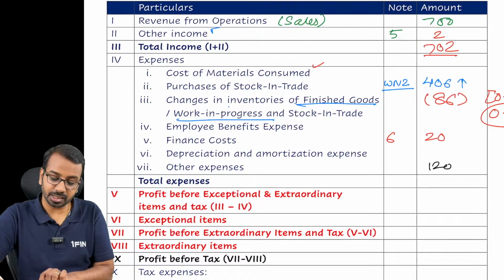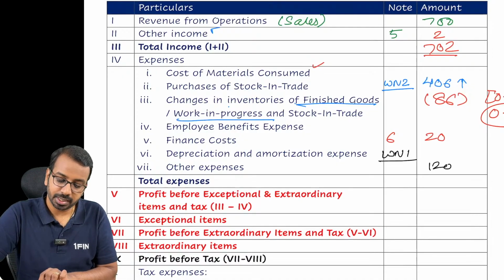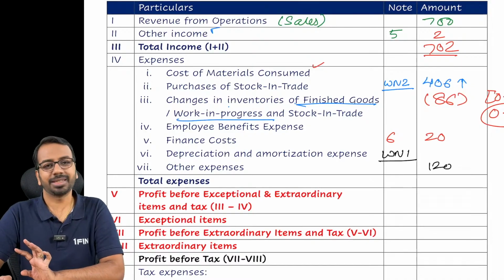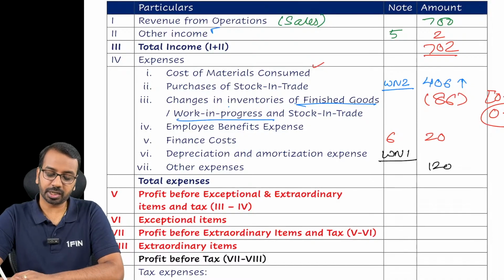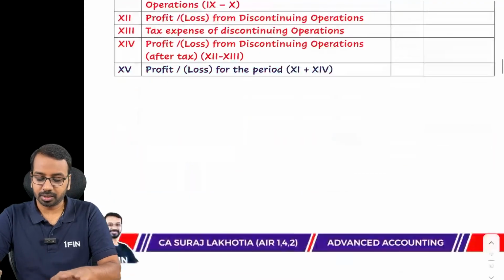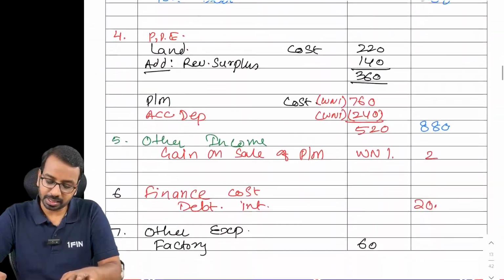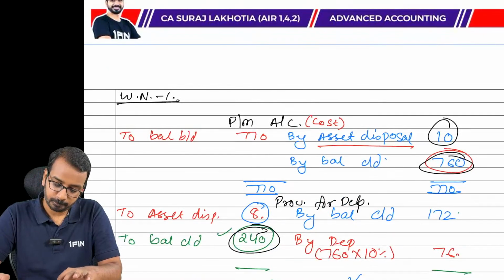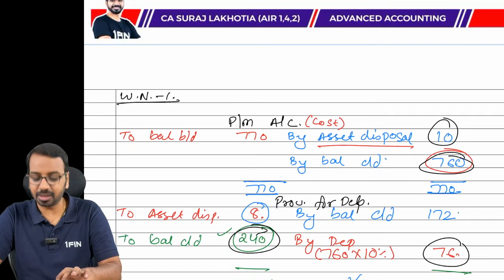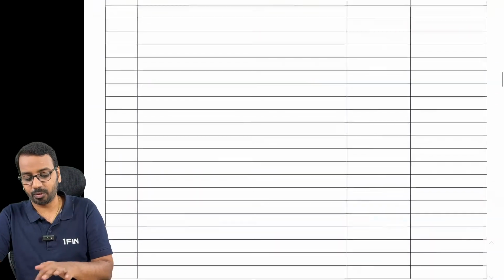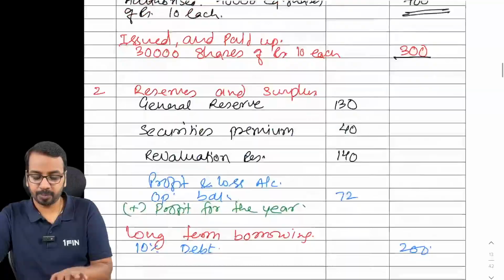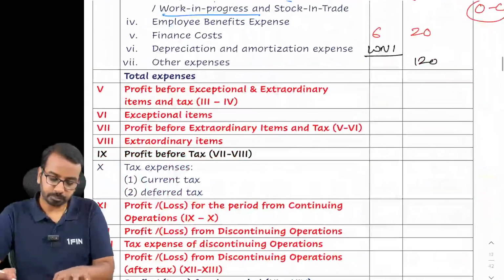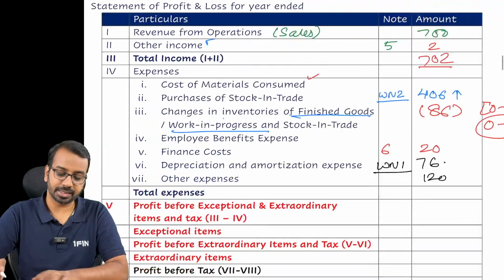Depreciation and amortization expenses, we have already done it in working note number 1. So wherever you have working note number 1 done, you can refer to that working note also in the examination, no problem. So from working note number 1, we have got the value as 76, no? Depreciation for the year. 760 is the balance, 76 is the depreciation. That is the amount to be shown. Here you have 76.